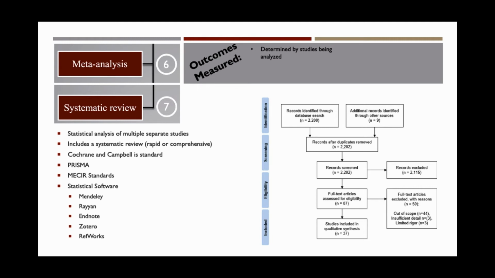And then the MECIR standards is methodological expectations of Cochrane intervention reviews. This is a 4-part document essentially that just gives guidelines on how to do this. So you can find that on the Cochrane website if you're so inclined to do a meta-analysis. There's different statistical software that you'll likely need. Mendeley, Ryan, EndNote, Zotero, and RefWorks are all software that can actually calculate statistics for you too. Again, it's nice through Michigan State that we have a statistician that can work with us. You can crunch some of your own numbers by using that software, and some of it is free.